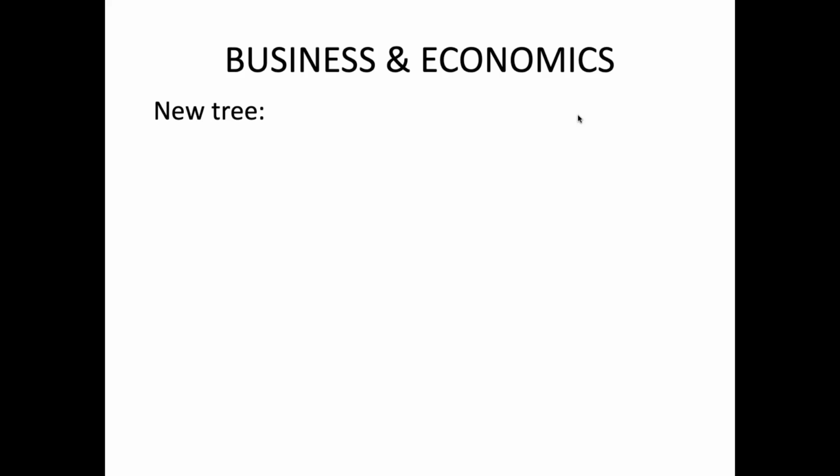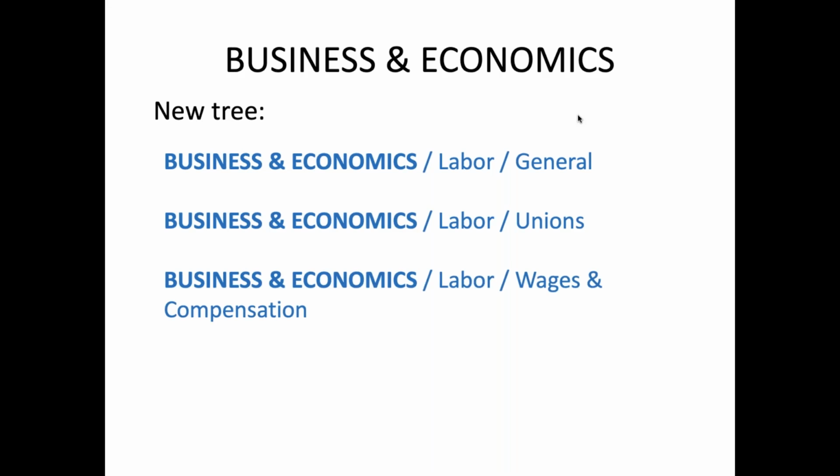A new tree we added was for labor. This was previously business and economics labor. And if you had books on like a labor union, this is where it was supposed to go in business and economics labor. We added 2 headings here, labor unions and labor wages and compensation. So you could take your books on labor unions and move them into the new labor unions heading.